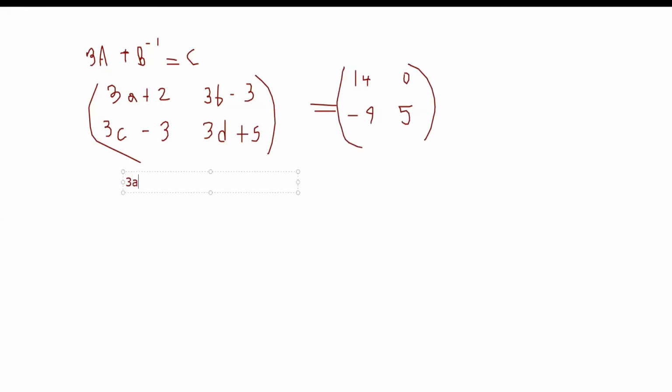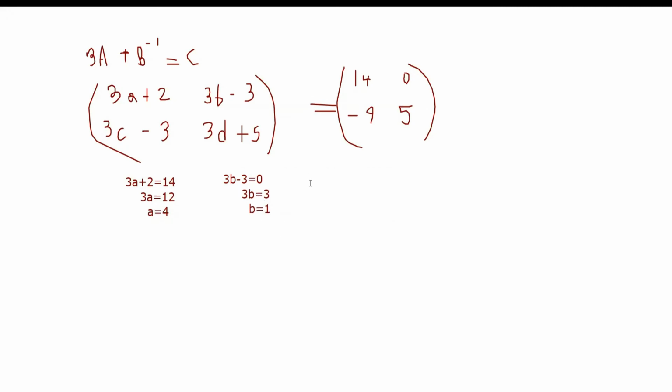So that means that 3A plus 2 is equal to 14. And so if we subtract 2 from both sides, 3A equals 12, and so A equals 4. Nice. Now this side right here, we have 3B minus 3 equals 0. And so we end up getting 3B equals 3, and so B equals 1.